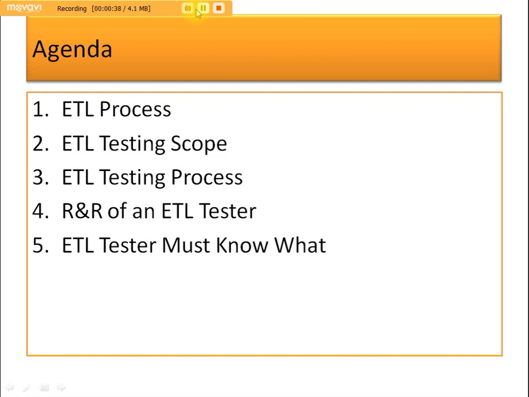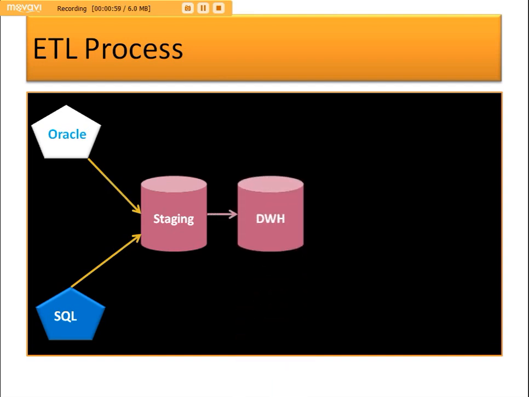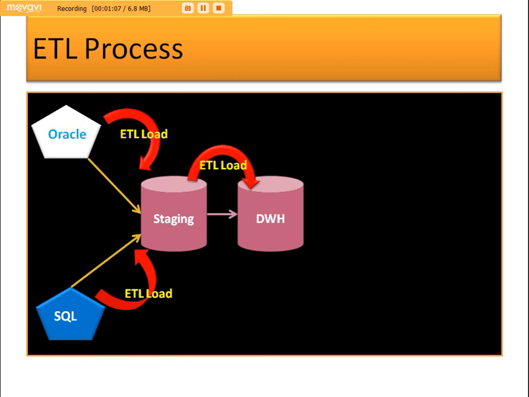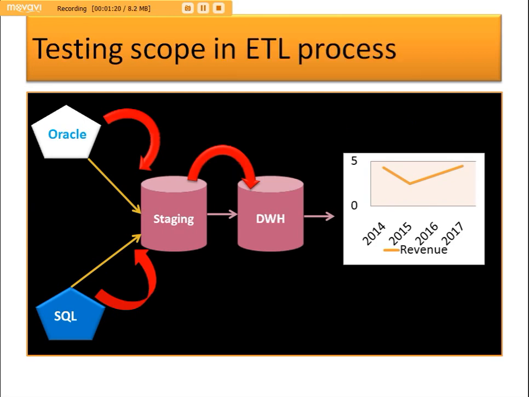So the ETL process, as we already discussed, happens in the flow of source to staging and staging to data warehouse. From the data warehouse, the data will be pulled into reports for analysis purposes. The data loading process will happen through ETL tools from source to staging and staging to data warehouse, either through an ETL tool, ETL mappings or procedures. And at the end, the data warehouse data will be used for reporting or analysis purposes.